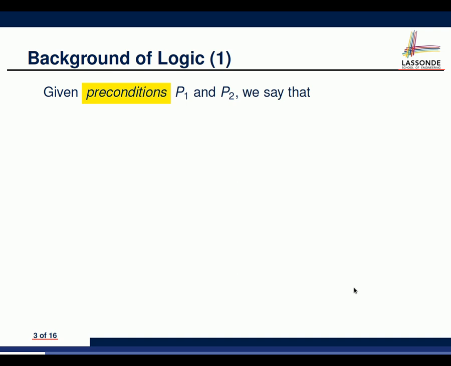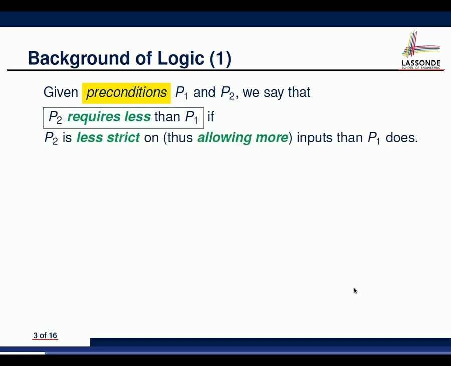Let's define some terminology here. We say that P2 requires less than P1. So somehow the precondition P2 requires less than P1. What does that mean? That means P2 is somehow less strict, by allowing more inputs than P1 does. So now, how do we formulate this? Actually, can we just do one example here before we get there?